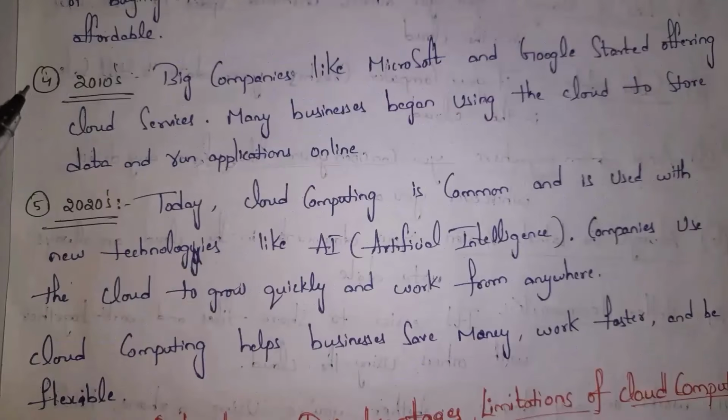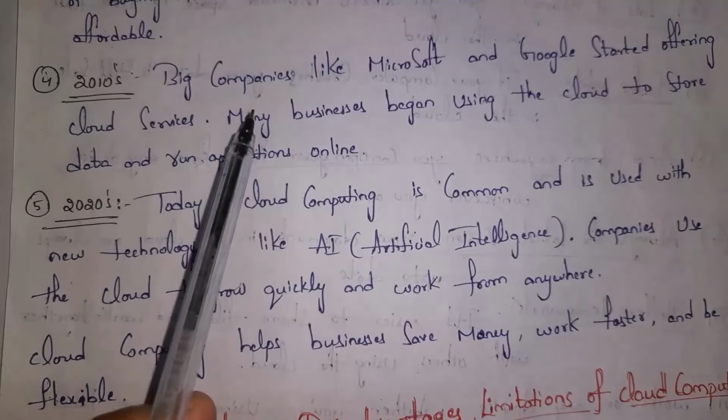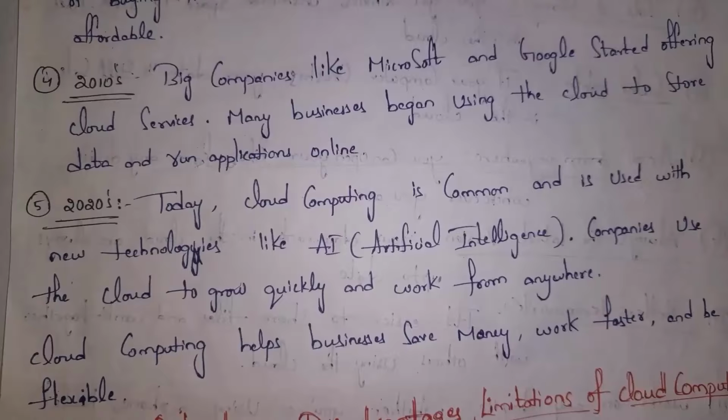And in the 2010s, same as AWS, big companies like Microsoft and Google also started offering cloud services. And many businesses began using this cloud in order to store data and run software applications online. And in the 2020s, that is today, cloud computing is very common. And cloud computing is used with new technologies like AI, artificial intelligence. Companies are using cloud in order to grow quickly and work from anywhere. And cloud computing helps businesses save money, work faster and be flexible.